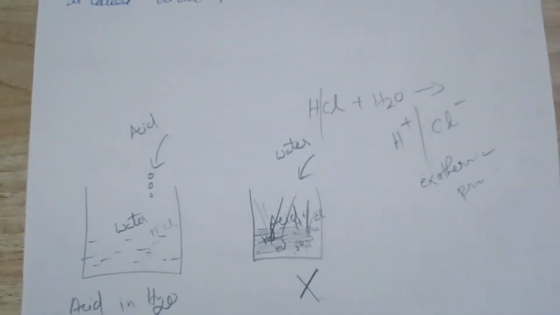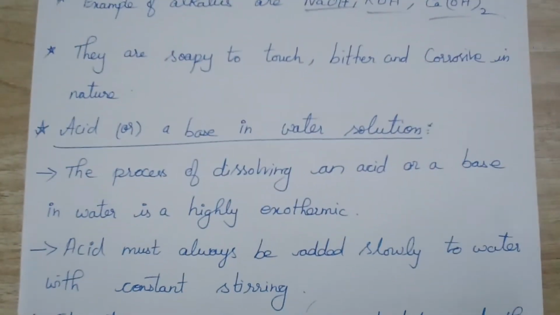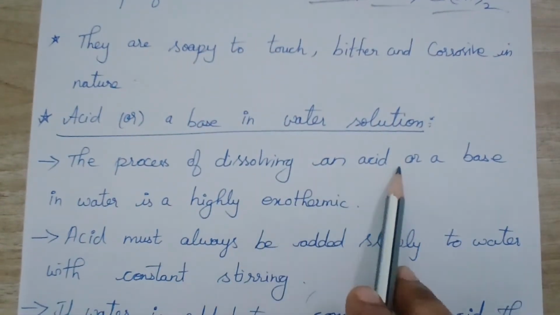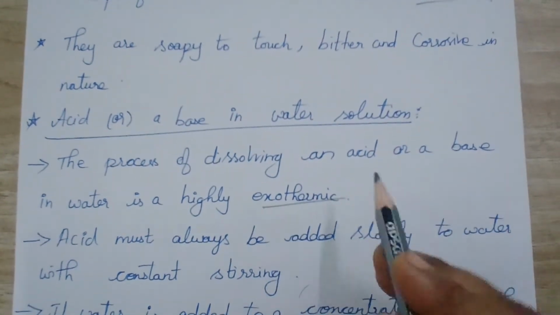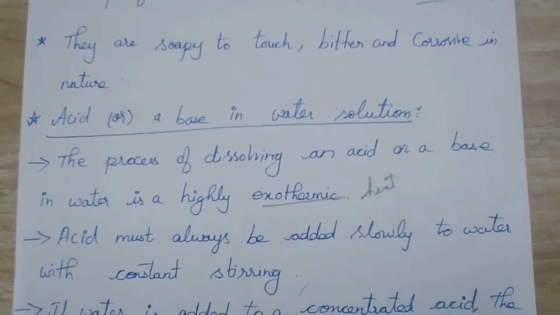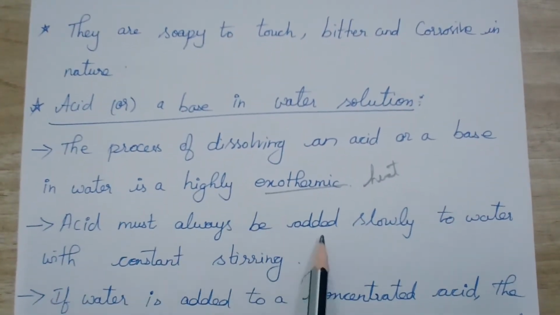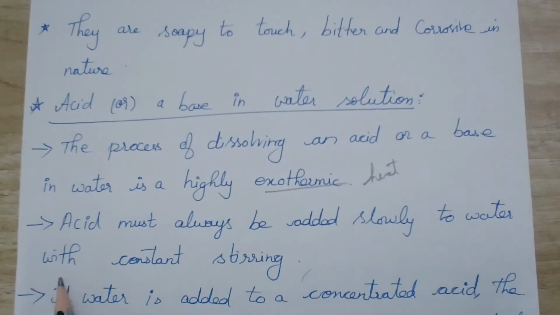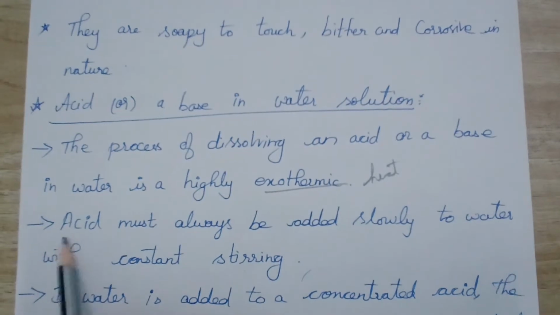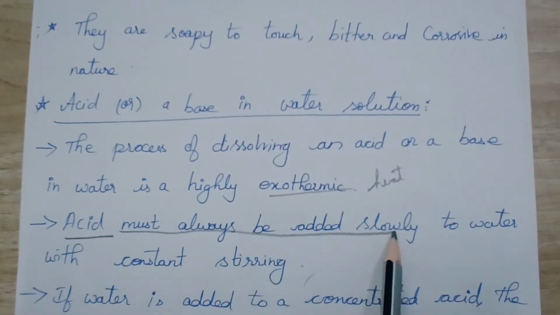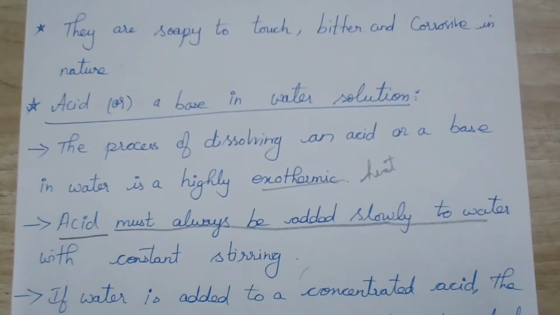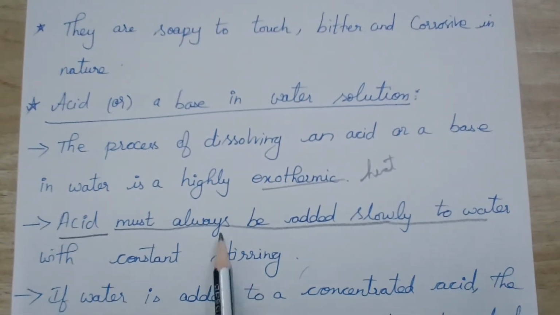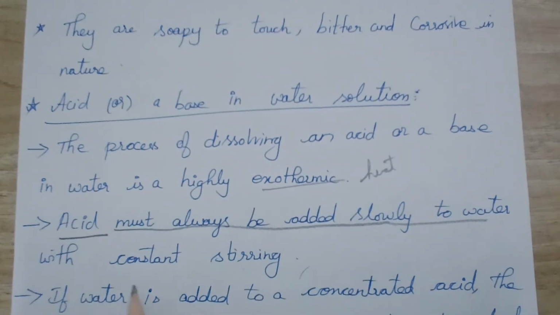The process of dissolving an acid or base in water is highly exothermic. Exothermic means a lot of heat will be released. Acid must always be added slowly to the water with constant stirring. We have to slowly add the acid. Acid must always be added, not water.